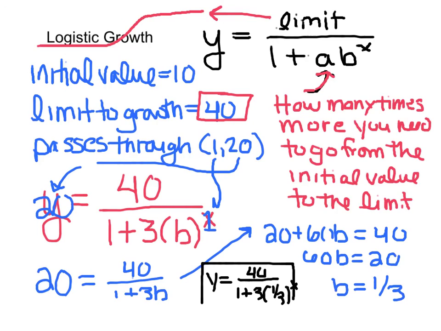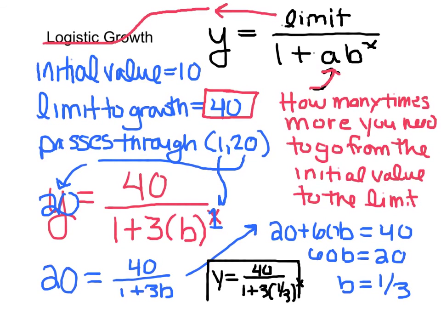So logistic problems are also tricky. Logistic problems are tricky because this number right here is not the initial amount. It's how many times more you have to go from the initial value to the limit. Kind of like the half-life problems, they were tricky because in the half-life problems, the x value, which is right here, isn't actually x, it's x divided by the half-life. So the two tricky things: logistic and exponents.